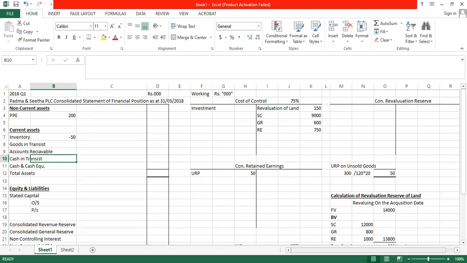So we have to adjust it when we are preparing consolidated accounts. So what is the difference now? Additional information 5 says the difference of current account revealed as cash in transit. The reason for the difference is cash in transit. So what is the difference here? It is 50, no? 50 is the difference. So you have to identify that difference as your cash in transit.